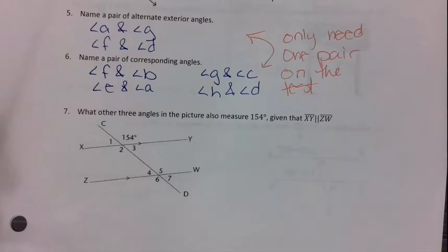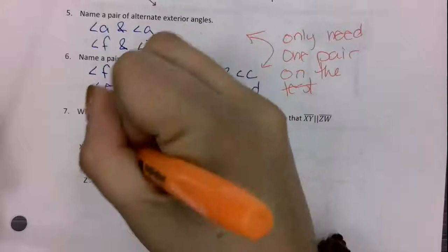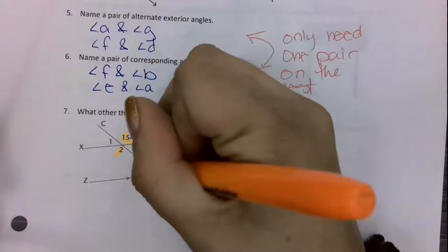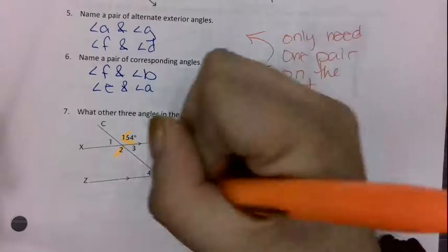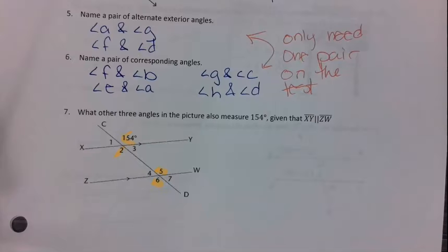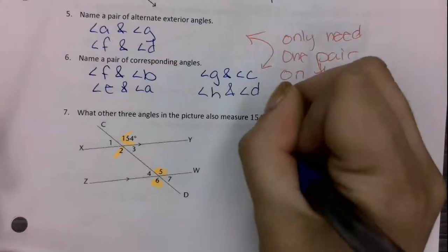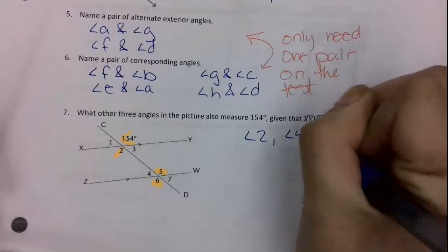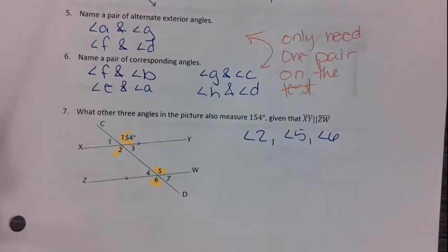This one wants me to say the other three angles that measure 154 degrees, given that the two lines are parallel. So I know these two are vertical, and then corresponding gets me to 5, alternate exterior will give me 6. So my other angles are angles 2, angle 5, and angle 6.